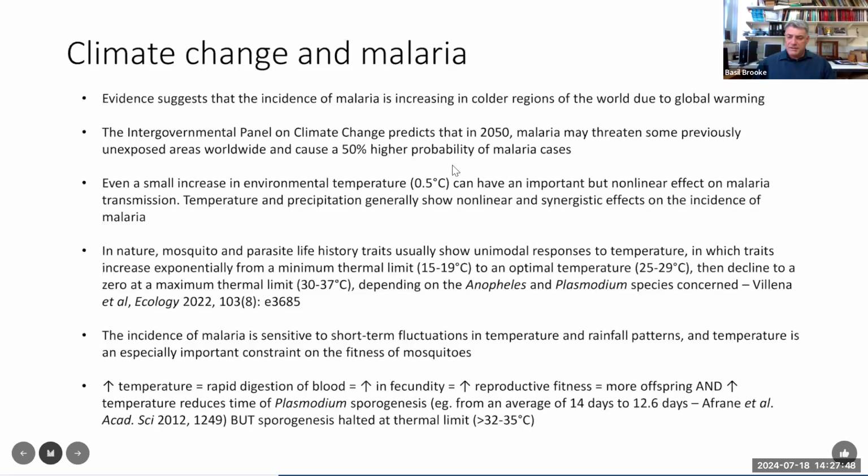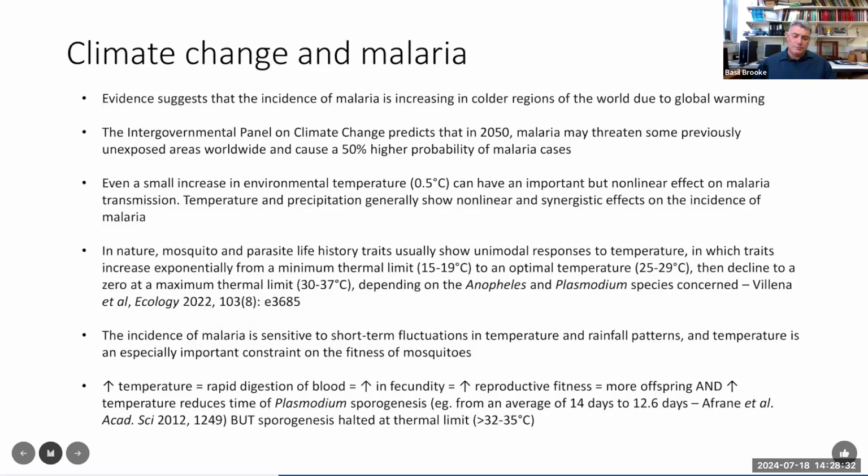But they have optimal temperatures in the mid to higher 20s, and then they have thermal limits in the mid to higher 30s, beyond which they really can't cope at all. So they have these ideal temperatures at which they are able to really proliferate. That's really important, because if you go to the last bullet point there, an increase in temperature means a more rapid digestion of blood. I'm talking about female mosquitoes here, of course, which increases their fecundity and their reproductive fitness, which means more offspring and much higher density mosquito populations. But that only works at their optimal temperatures up to that thermal limit.